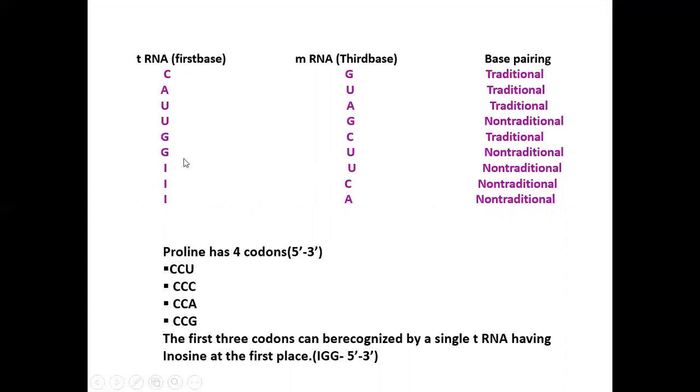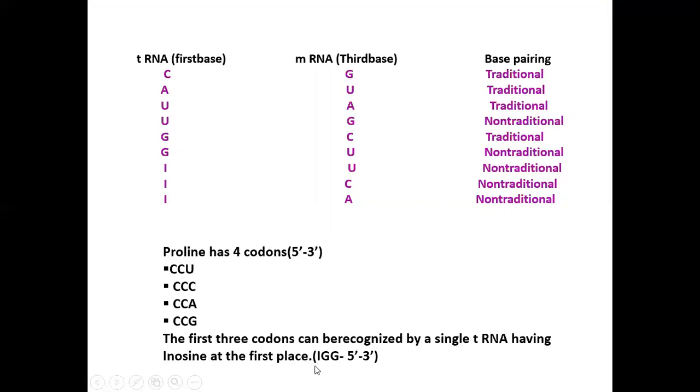So, in the first base of the anticodon of the tRNA molecule, it can pair with uracil, cytosine, and adenine. That's why proline has four codons: CCU, CCC, CCA, CCG. The first three codons are recognized by a single tRNA having inosine at the first place, IGG.